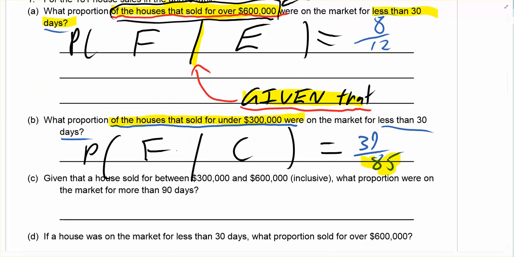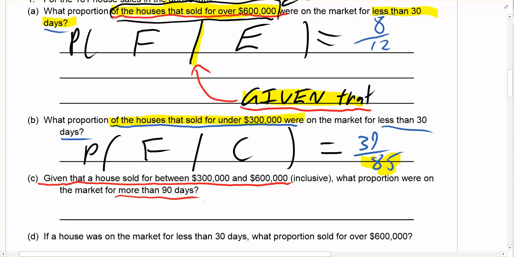How'd you go? You get it? Have a crack at question C. Hit play when you've done it. So question C says, given that a house sold for between $300,000 and $600,000, what proportion were on the market for more than 90 days?